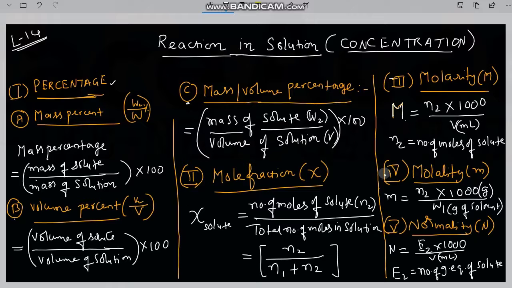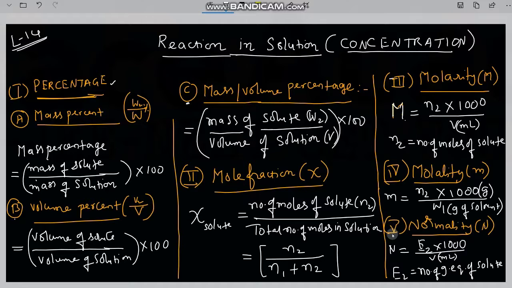Coming to the fourth one, molality. Molality, small m is the symbol. It is independent of the temperature. And small m is also number of moles of solute, but it is present per 1 kg of solvent. So N2 into 1000 by W1, where W1 is taken as grams of solvent.